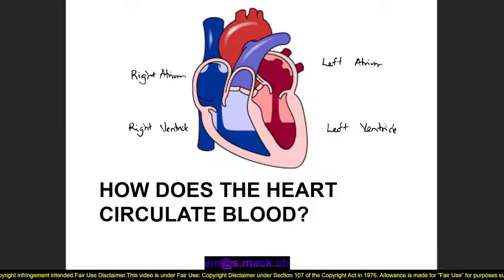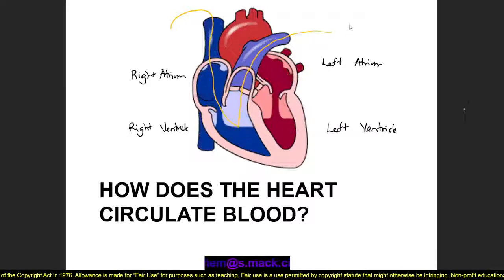We're going to start from the right side of the heart where blood enters the heart, and blood is going to enter the heart through the right atrium. It's going to go down into the right ventricle. On being squeezed, that is, once the pump works, blood will be squeezed out of the right side of the heart, and this blood goes to the lungs.